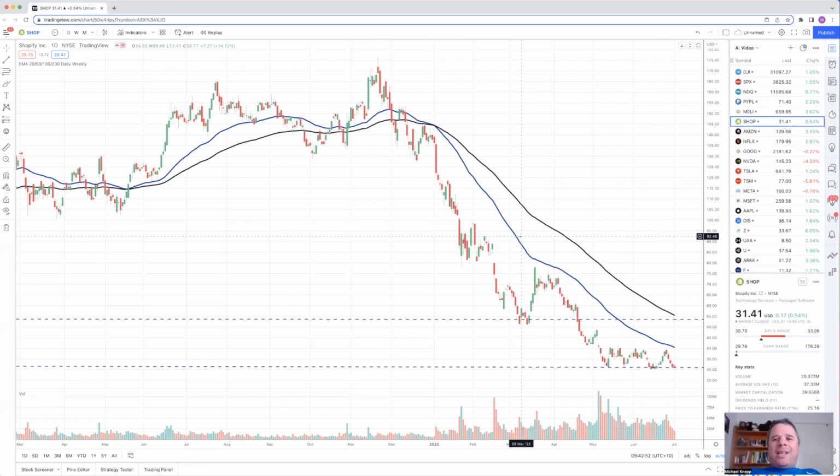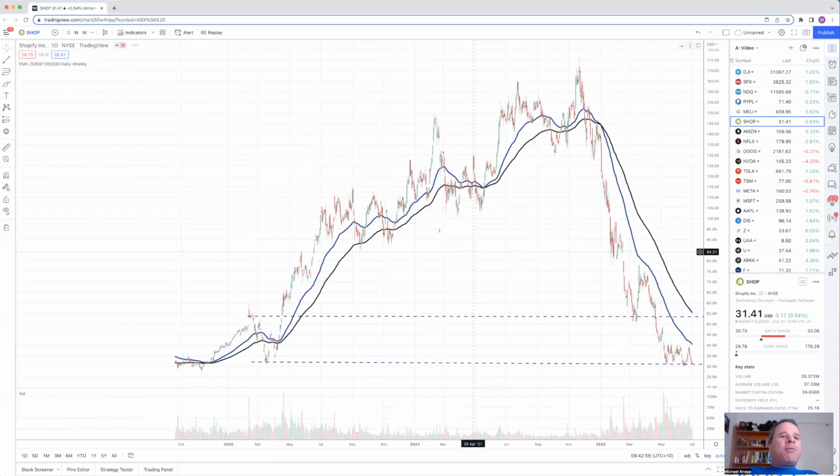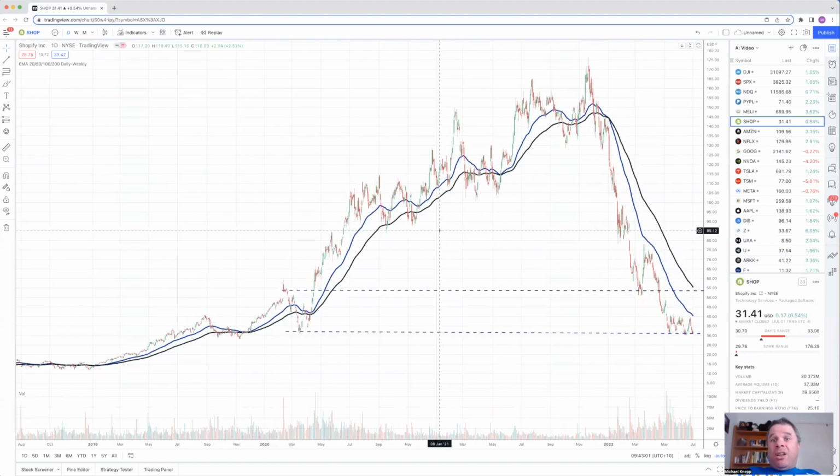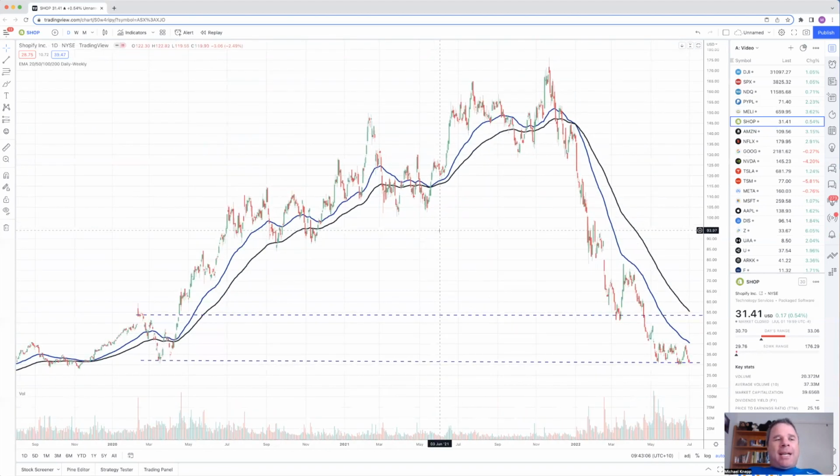So the next few weeks are very important for Shopify. If we see the share price fall below $30, that will be a fairly bearish sign for the company. And that support level was the COVID-19 lows. So I still can't believe that the market is as bearish around Shopify as it was back in March 2020.